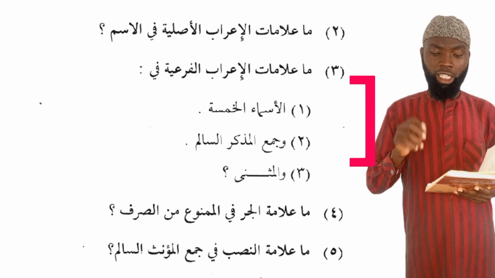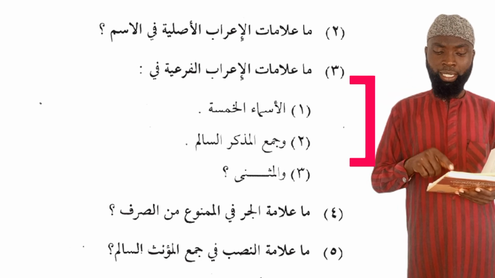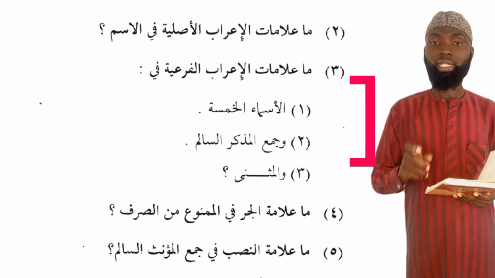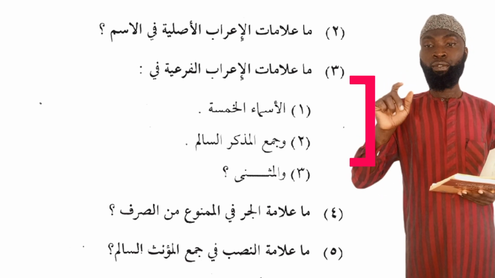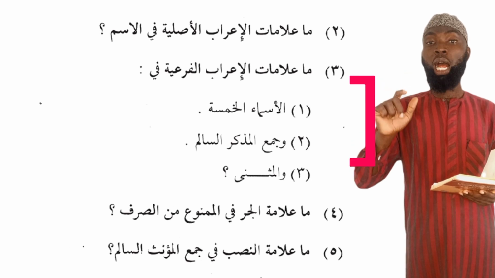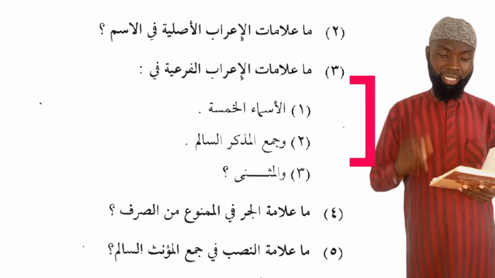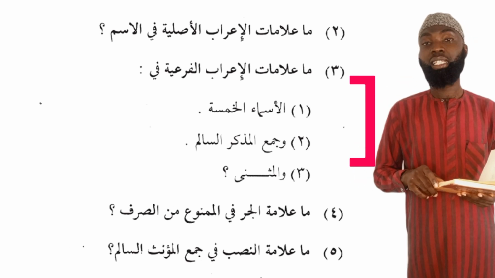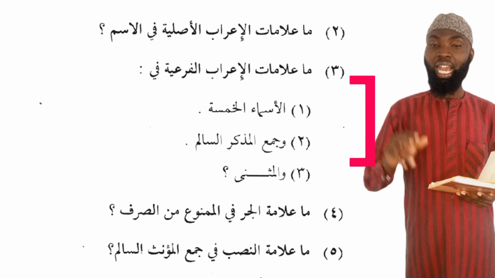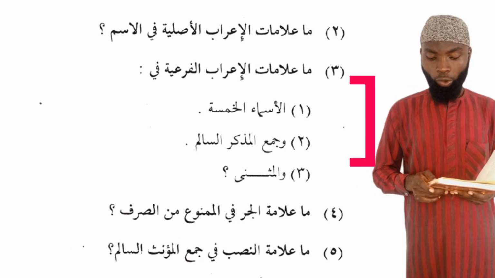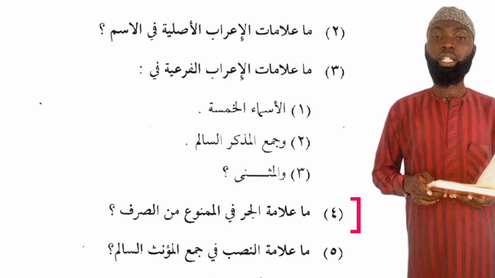Number two, we have fi jam' al-mudhakkar as-salim. That is in what? Jam' al-mudhakkar as-salim, sound masculine plural. You say that these are al-alif wal-wa wal-ya. These are the signs. Wal-muthanna, and in dual, we say the signs are al-alif wal-ya. MashaAllah.